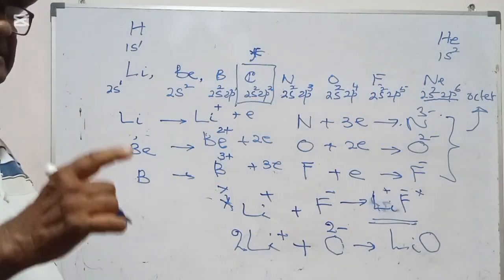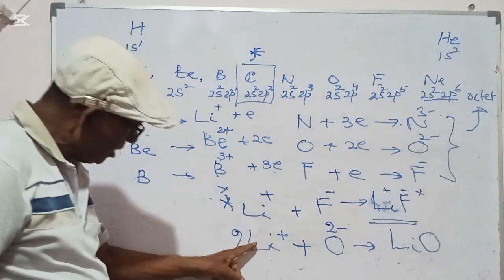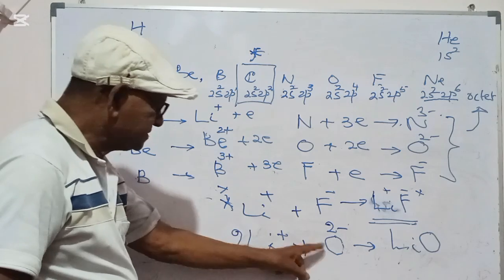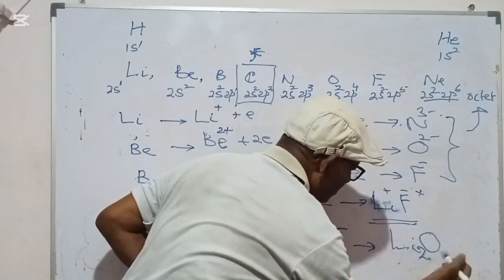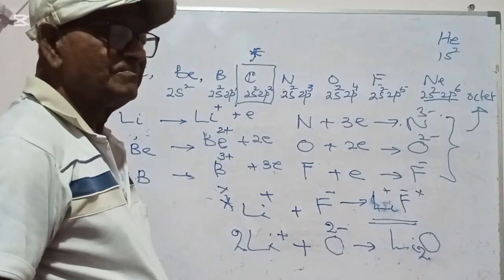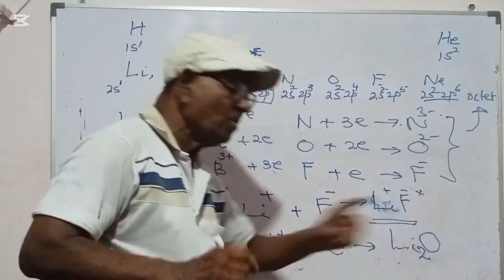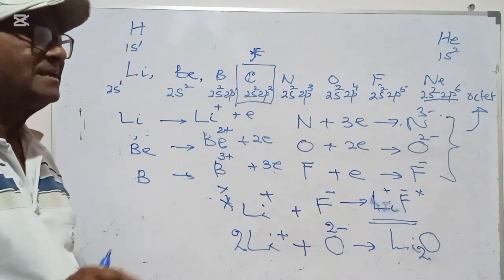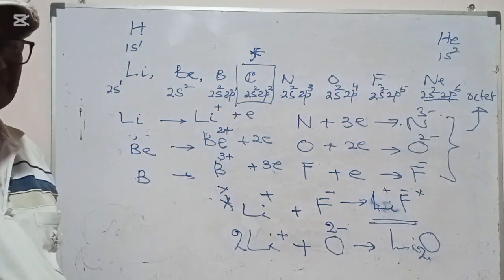Then how do you decide the formula of lithium oxide? Here, how many lithium ions are there? 2. Oxygen, 1. Then write here 2; 1 we do not write. So the lithium oxide becomes Li2O. Then you must know how to write the final equation also. Right?